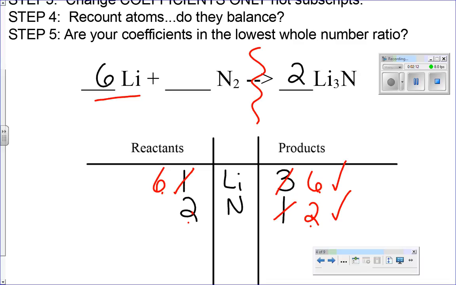Lastly, step 5 is I do have to look at my coefficients. My coefficients are 6, 1, 2. Remember, there is an invisible 1 there. Is this a lowest whole number ratio? You betcha.